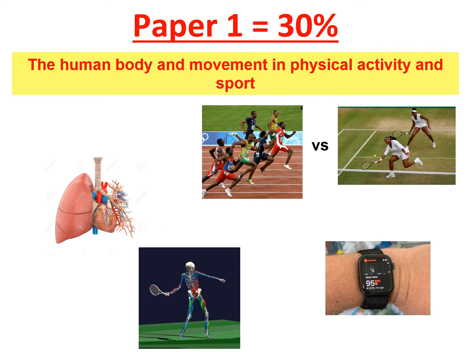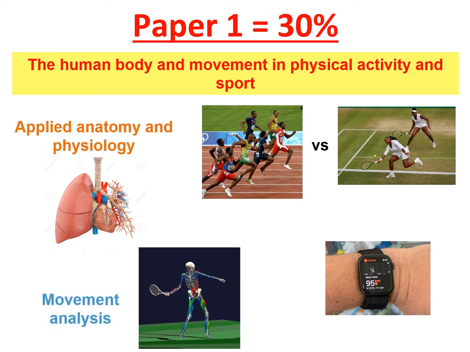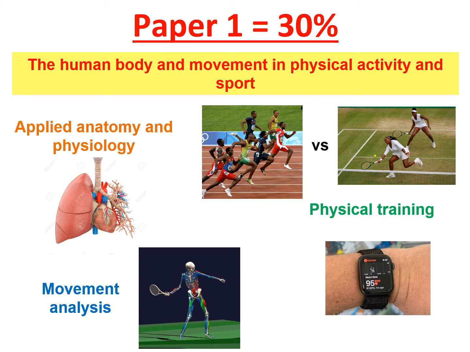So the exam papers. Each exam paper is 30%. The first paper is about the human body and movement in physical activity in sport. So in this paper, we study the main body systems and how they react to exercise. We look at our muscles and bones and how they work together to allow us to play sport. And we study different athletes, how they train for their sport, and we compare these types of training.